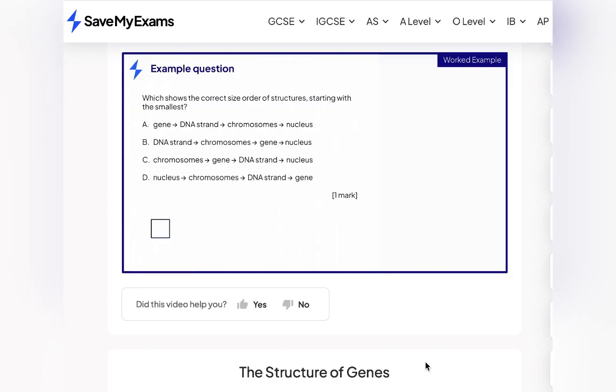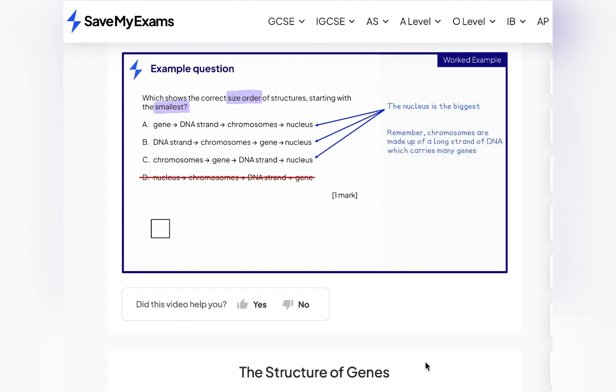Here is a multiple choice question like the one you may encounter in an exam. This question requires you to have an understanding of the relative sizes of the molecules in order to identify which option gives the correct size order of the structures, starting with the smallest. Using process of elimination is a good approach to a multiple choice question, especially if you aren't 100% confident. If you know that the nucleus is the biggest, then you can exclude B.